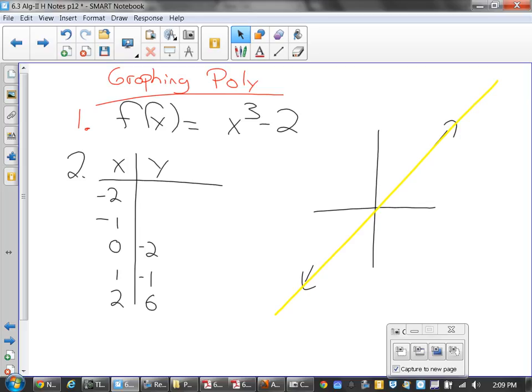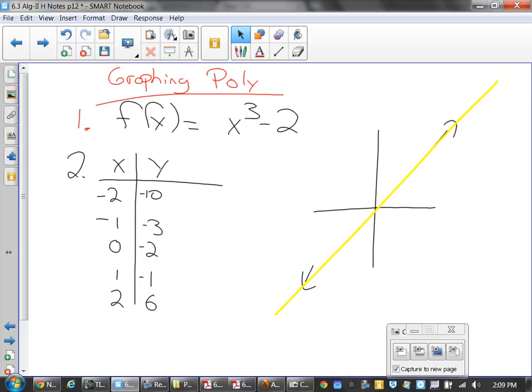Negative 1 cubed is negative 1. It's always going to be negative with an odd exponent if you give it a negative number. So I have negative 1 minus 2, you get? Negative 2 cubed gets me negative 8, and then subtract 2, you get? Negative 10.